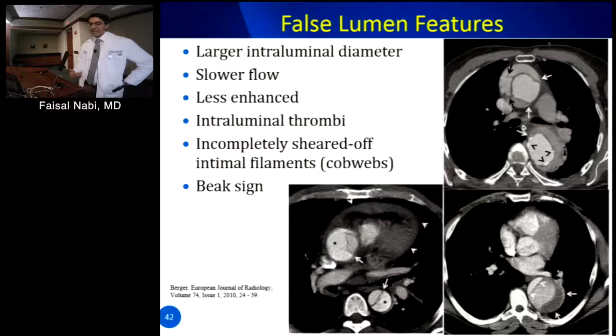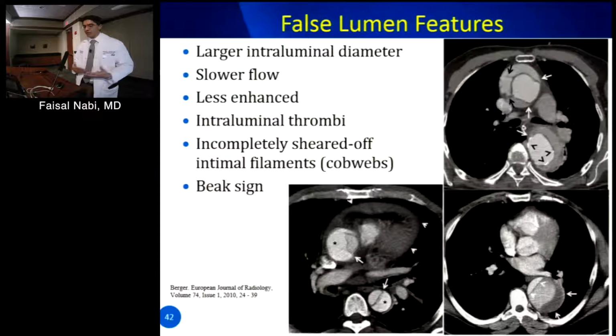If you see a shredding, as demonstrated in some of these images where the star is, usually that's called the cobweb sign, it's where the intima has sheared. That's also a sign of the false lumen. And then wherever you have very tight angulations with the aortic wall, that's called a beak sign, also suggesting the false lumen.